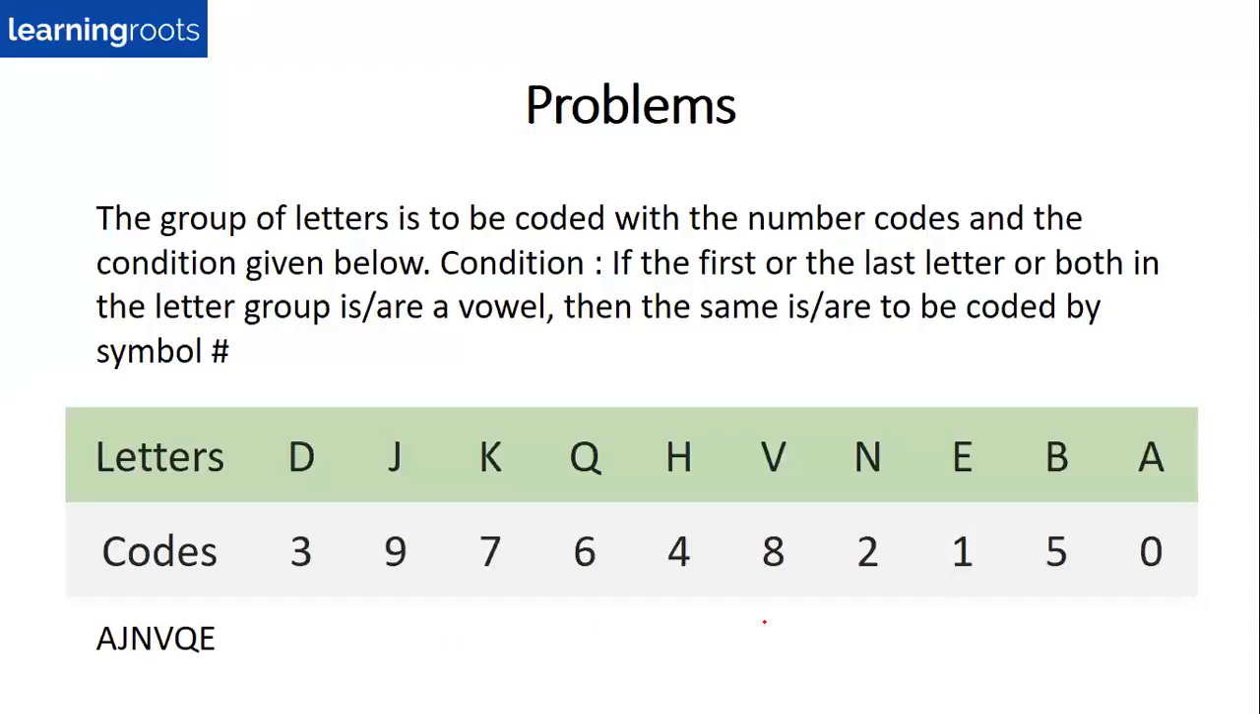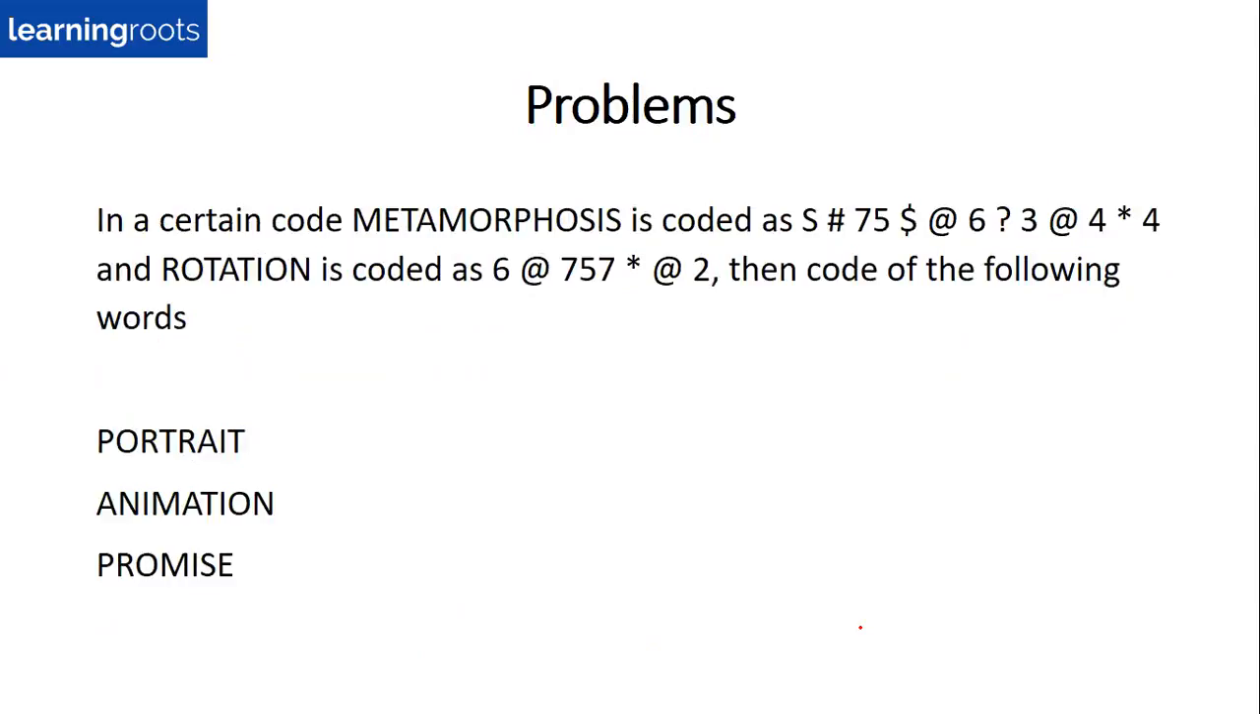Yeah. Since you have a condition only on the first letter and the last letter, that is the area where you need to concentrate. That will be your starting point while answering the question. So look at A and E, both are vowels, which means it's going to be hash and hash. So straight away you can eliminate options which don't have hash at the beginning and end. Then you just have to code J, N is 2, then V is 8, and Q is 6. So hash 9286 hash will be your answer. Let's go to the next one.